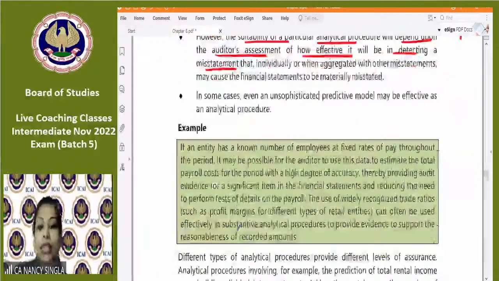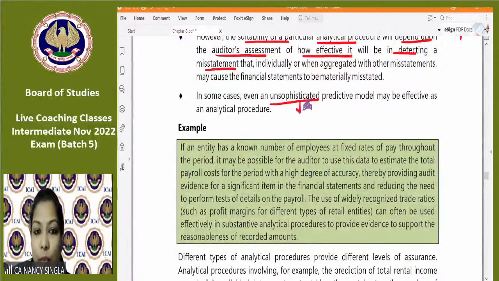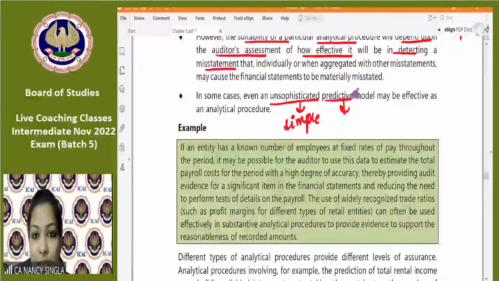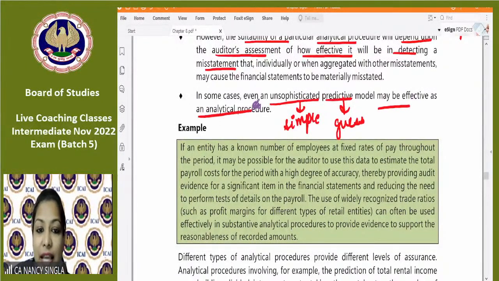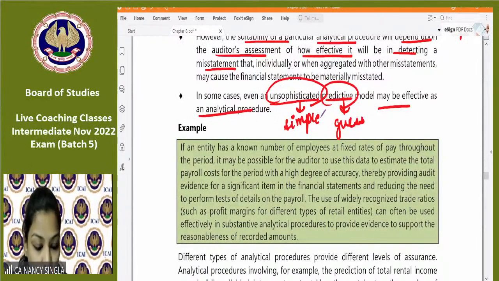In some cases, unsophisticated. What is unsophisticated? Simple. What is predictive? You can say guessing. Model भी effective as analytical procedure, है ना. किसी किसी केस में तो आप as simple as that कि number of employees multiplied by the employee salary per employee. So unsophisticated simple calculation से भी you can obtain your conclusion. ठीक है.